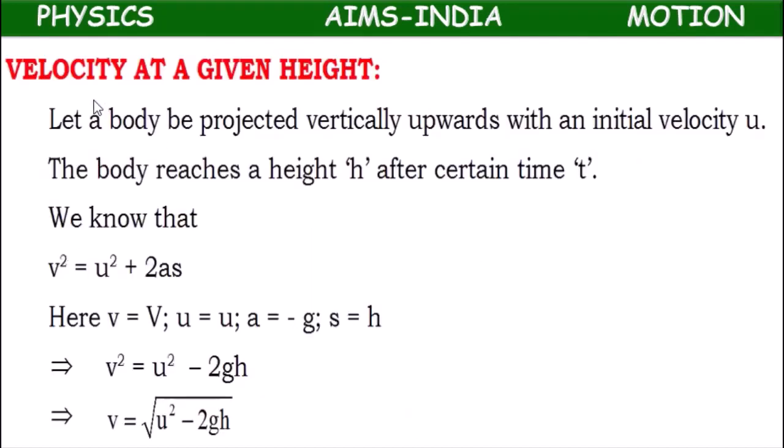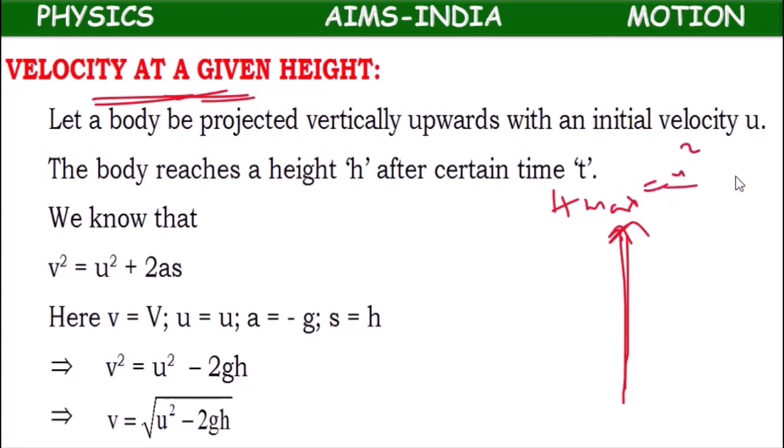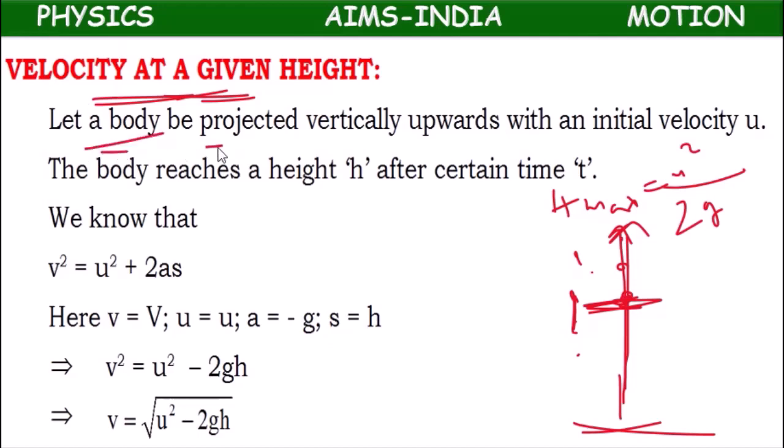Next step. Velocity at a given height. We have projected the body and it is going somewhere. Maximum height we know, h max equals u square by 2g. But we want to find the height at a certain point. At this point, how much? If we have to find the time at a certain height, at a certain point, then what is the procedure? Let a body be projected vertically upwards with an initial velocity u.